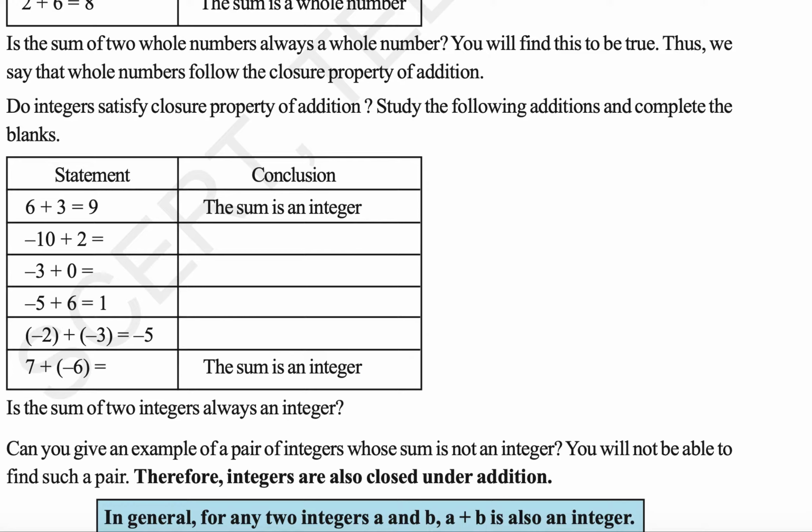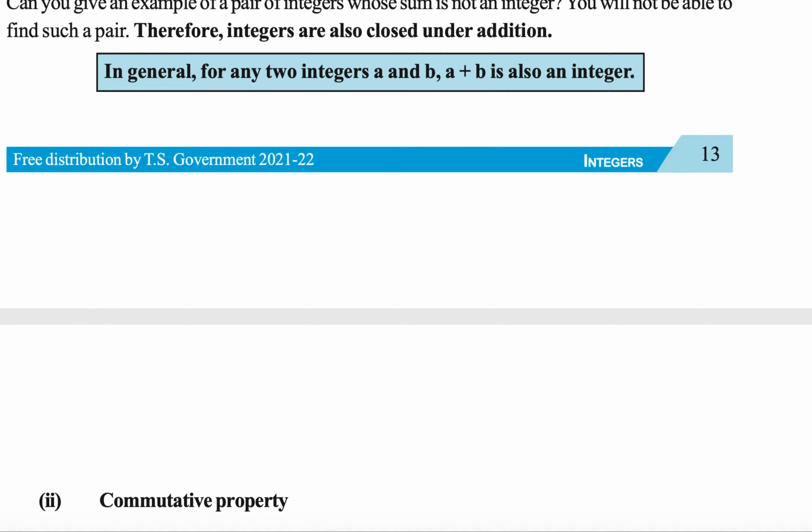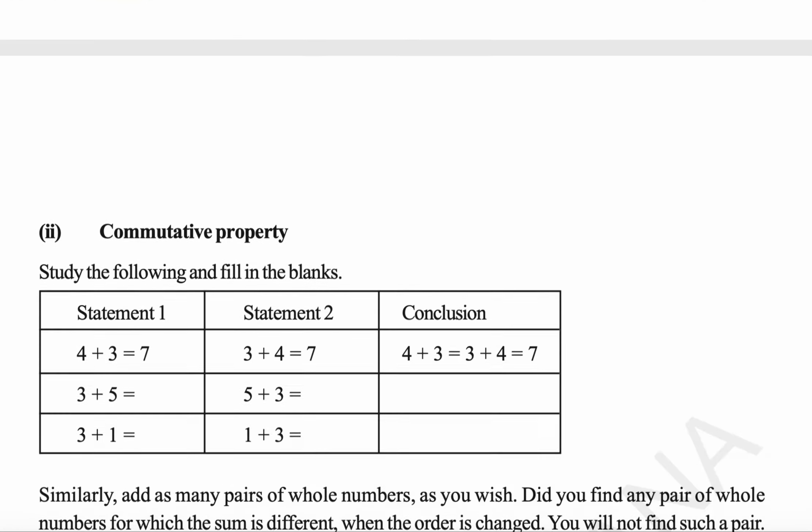Is the sum of two integers always an integer? Yes. Can we give an example of a pair of integers whose sum is not an integer? No. You will not be able to find such a pair. Therefore, integers are also closed under addition. In general, for any two integers a and b, a plus b is also an integer.